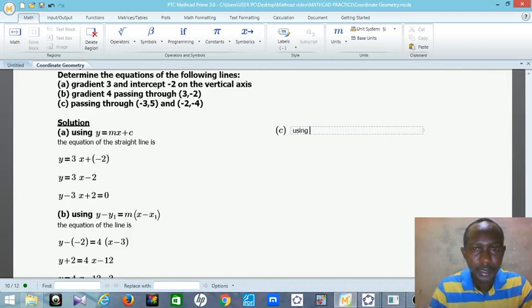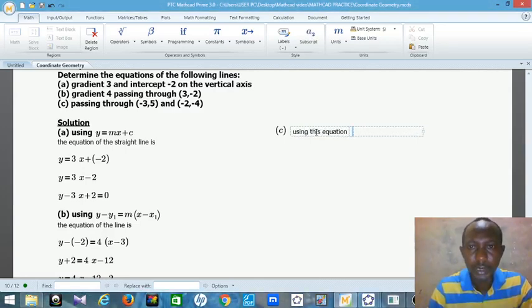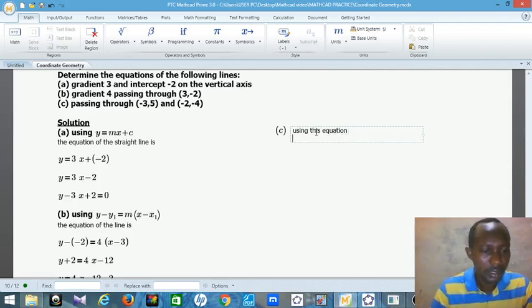So using this equation, let me go to the next paragraph, which is y minus y1.